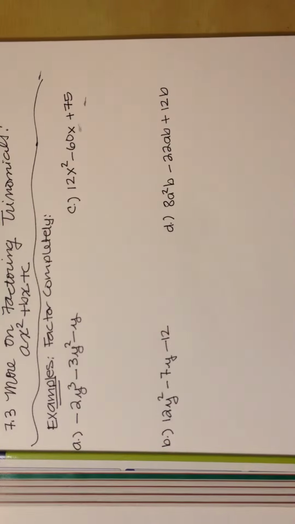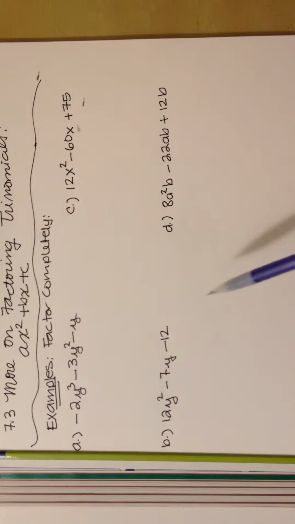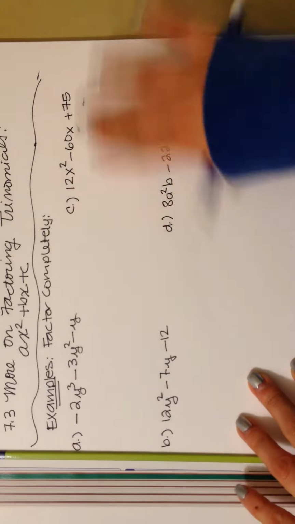7.3, more on factoring trinomials of the form ax squared plus bx plus c. In this section, we're factoring three terms where your first term has a coefficient other than 1. So we will follow the same steps as 7.2. The first step is to check the order.